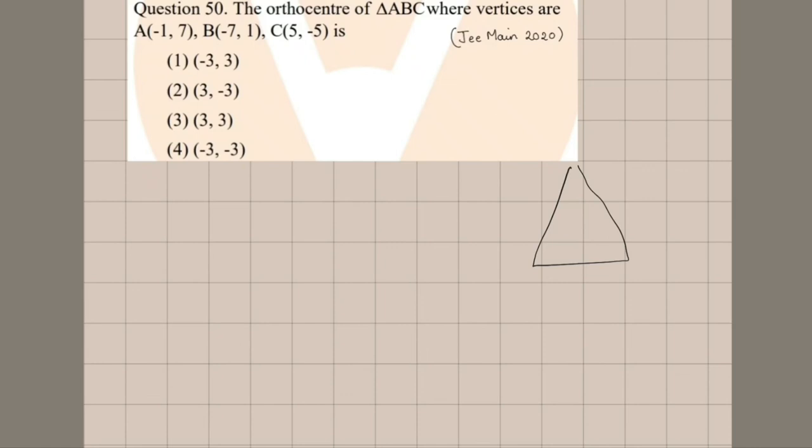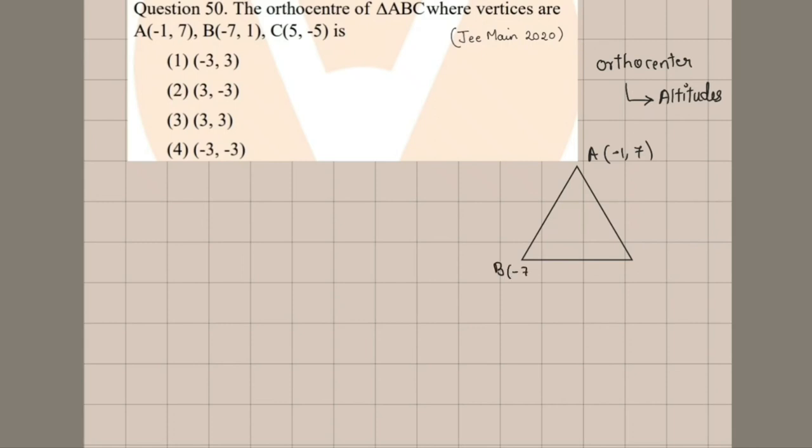So orthocenter is nothing but the point of intersection of altitudes. Ortho means altitudes. So this point is A (-1, 7). This point is B (-7, 1). C is (5, -5).